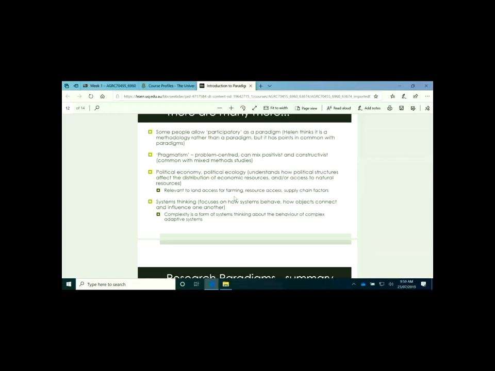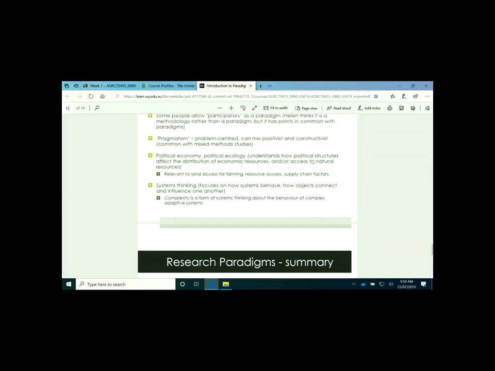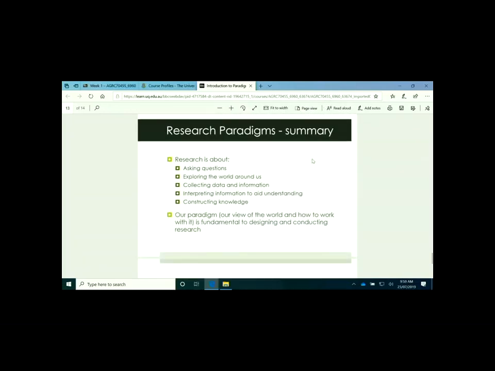There's one called political economy, another one called systems thinking. But like I said, most of what we're looking at fits within one of those two paradigms in general. So in summary, when we think about what's common to research across different discipline areas, research is always about asking questions, right? Exploring the world around us to provide evidence to answer those questions, interpreting that evidence, understanding what's going on in a way to aid understanding, and eventually to construct knowledge.